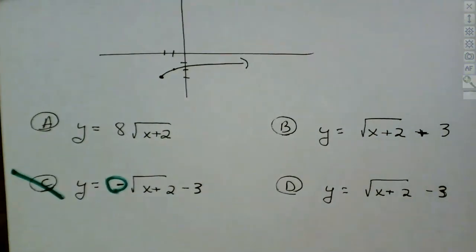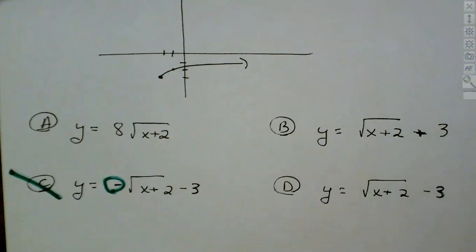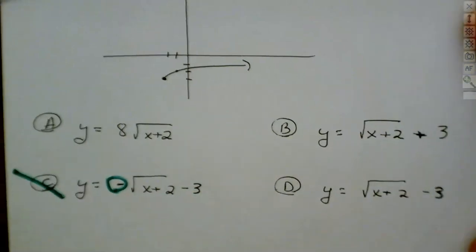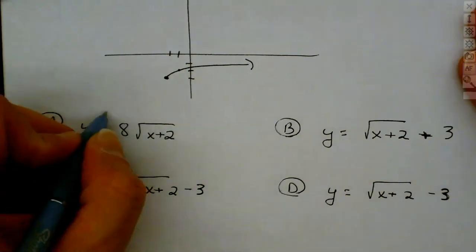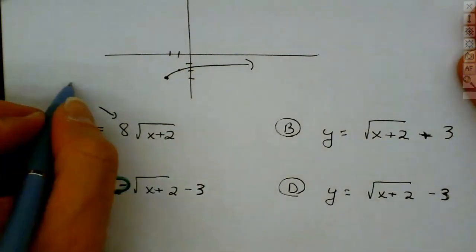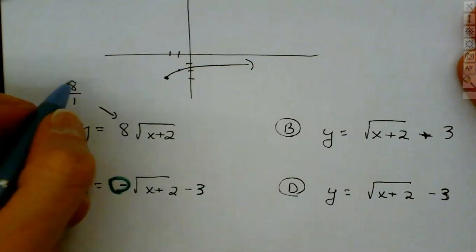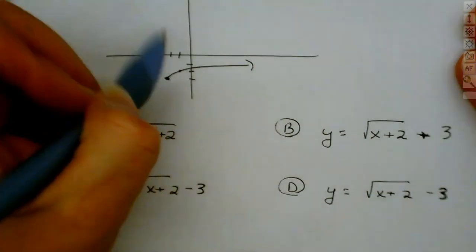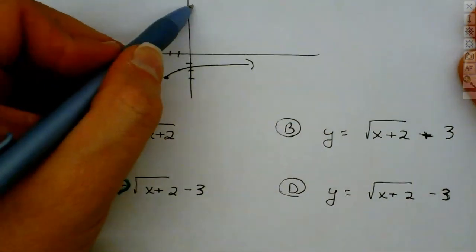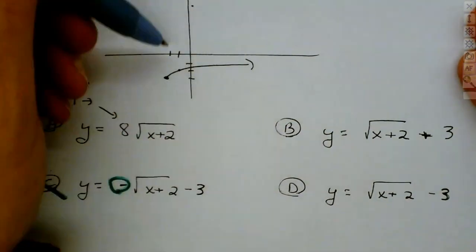This negative is going to make it upside down. Okay, so which other one can I eliminate? I would say I can eliminate A. Now, there's a couple of reasons why I can eliminate A. Well, let's look at this 8 in front. That 8 in front would be up 8 units and over 1 unit. So I'd have to basically go clear up here and over 1. And that would look like that.